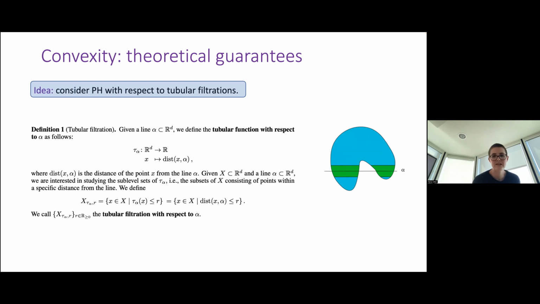The idea here is that we consider a line, this line alpha. And then we consider all the points at a specific distance from this line. For example, here, in green would be all the points at a specific distance from this line. And here you see that if we were to choose that distance, we would see two components, right? Because we are only considering the parts in green. So this is the main idea.